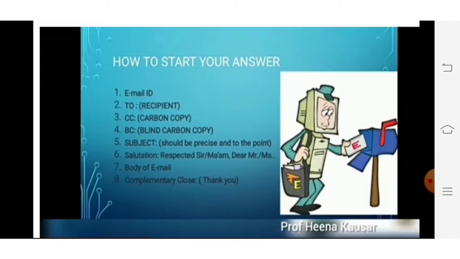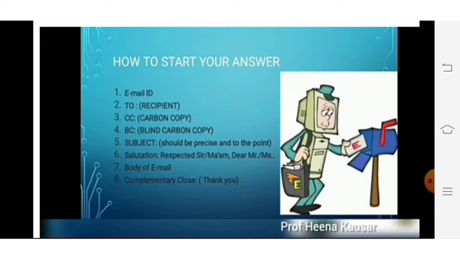Now when you start writing, what you do first is the email ID, right? You should have the email ID of the person to whom you are sending, meaning the recipient. That should be with you. Then after that, carbon copy and BC. Leave it, don't write carbon, but you should know that CC is for carbon copy and BC is for blind carbon copy. So you should know what CC and BC are.